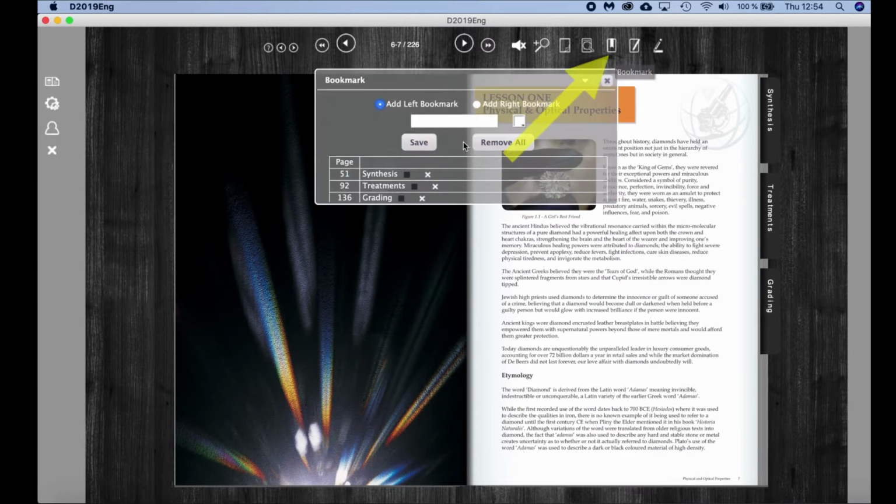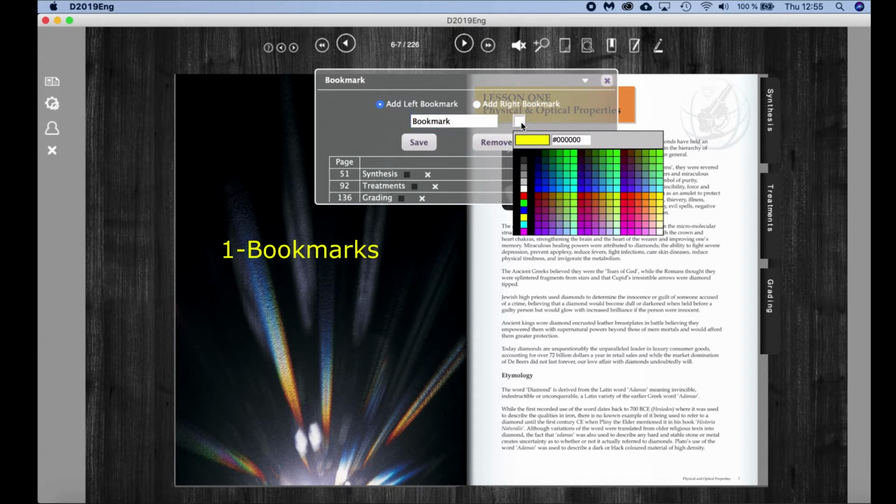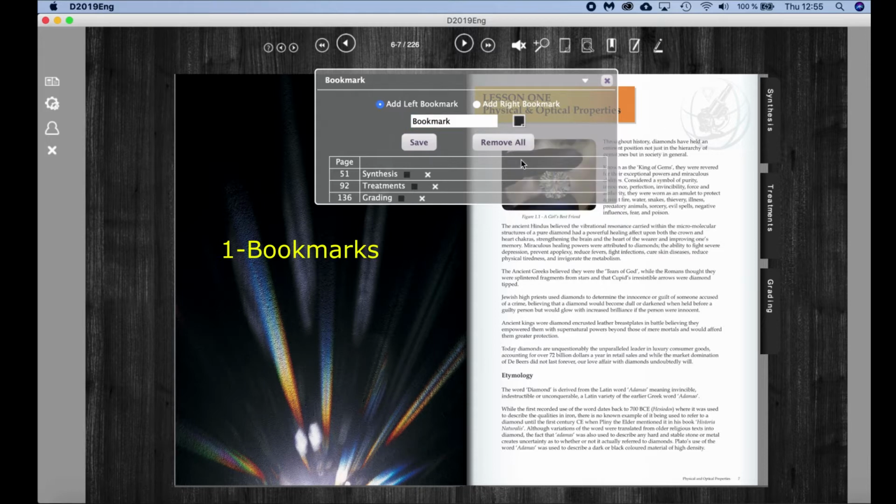One of the first things you'll find with the software program is you can insert bookmarks. This allows you to easily navigate throughout the course. You can color code them, and you can also decide whether you want to insert them on the left-hand side or the right-hand side.